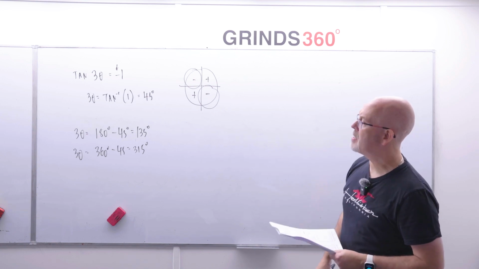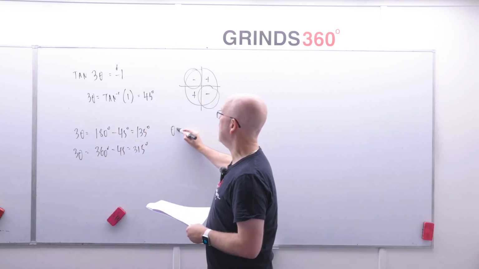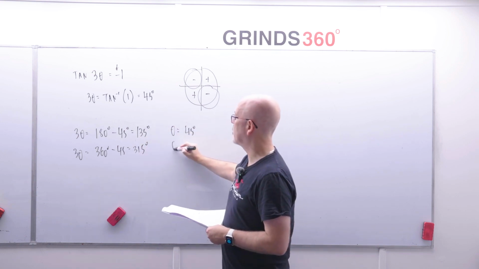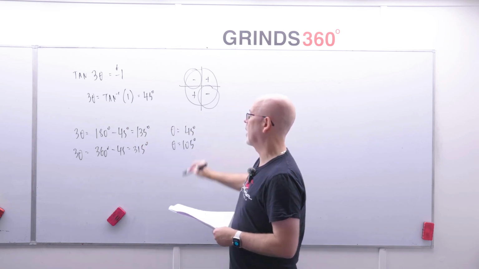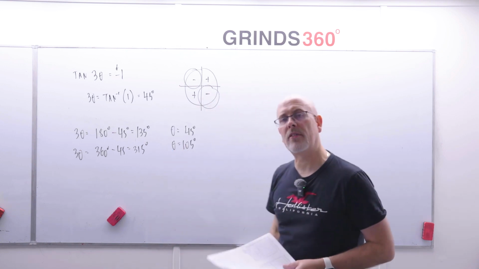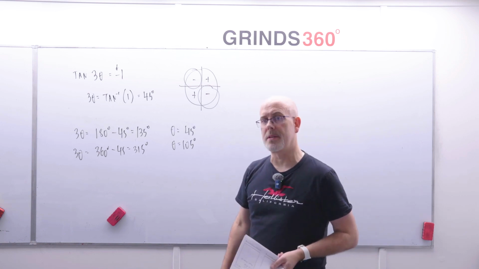All right, and then they're both values for 3 theta. Divide by 3. So we get theta is equal to 45 degrees. And divide that by 3, theta is 105. So there's my 2 basic angles. Now remember, he wants them all, right? So there's no way I can write them all because there's an infinite number of them. So what I want to do now is work out what the period is.